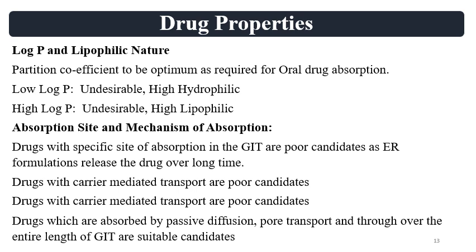Drugs with carrier mediated transport are poor candidates because saturation may be there. Drugs which are absorbed by passive diffusion, over transport, and throughout the GI tract are suitable candidates. So, if the drug is having good permeability throughout the GI, then it will be a good candidate.